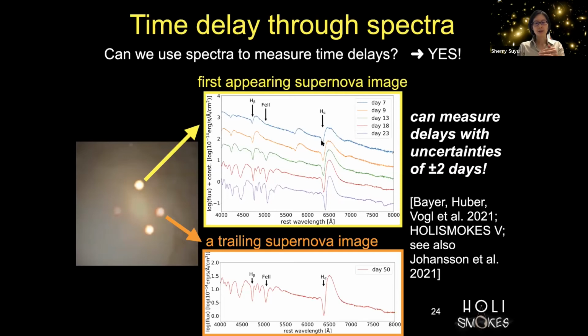And as you can see, for example, the H alpha line, the wavelength of the line is increasing as a function of time. So then you can take a spectrum of the trailing supernova image and compare to the spectra of the first image to see the relative phase, and from that get the time delays. And Jana has shown that you can actually measure delays with uncertainties of around 2 days for each spectral feature, and you can improve on this with multiple spectral features and with multiple spectra.